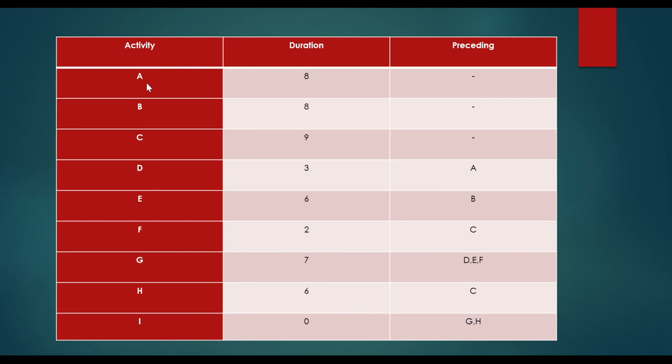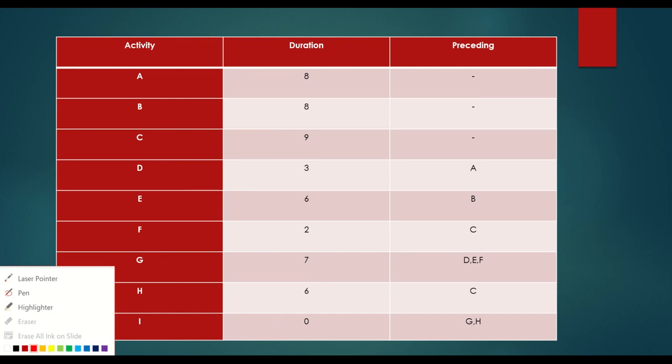So to complete activity A, there is a time of 8 hours or 8 days. Let's take it as days. Activity B, 8 days. C, 9. D, 3. E, 6. F, 2. G, 7. H, 6. And I, 0. For each activity, there is a preceding activity given to you.